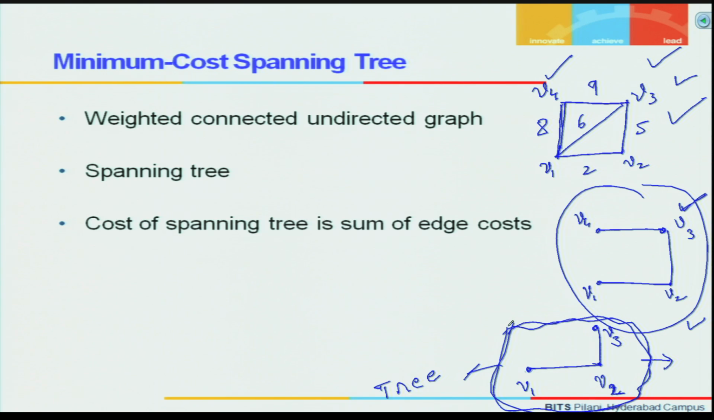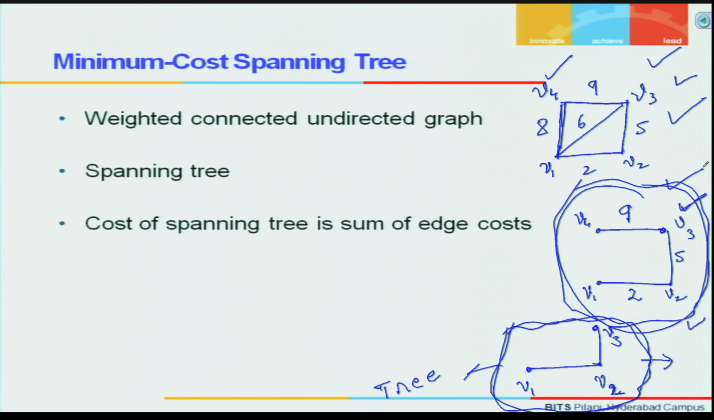Now, the cost of the spanning tree is defined as the sum of the weights of all its edges. For example, we have seen this particular one is a spanning tree. So it is having 2, 5, 9 as the weights of its edges. So the cost of the spanning tree is as simple as 2 plus 5 plus 9, the sum of costs of all of its edges, that is 16. The cost of this spanning tree is 16.